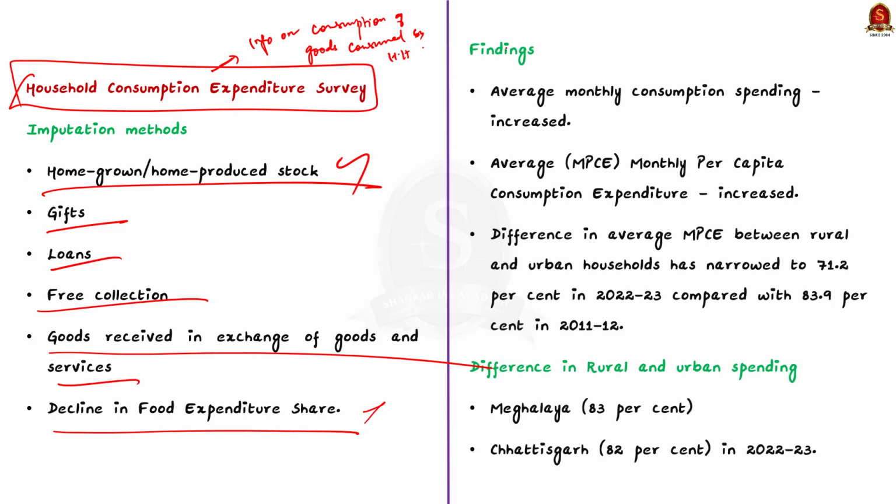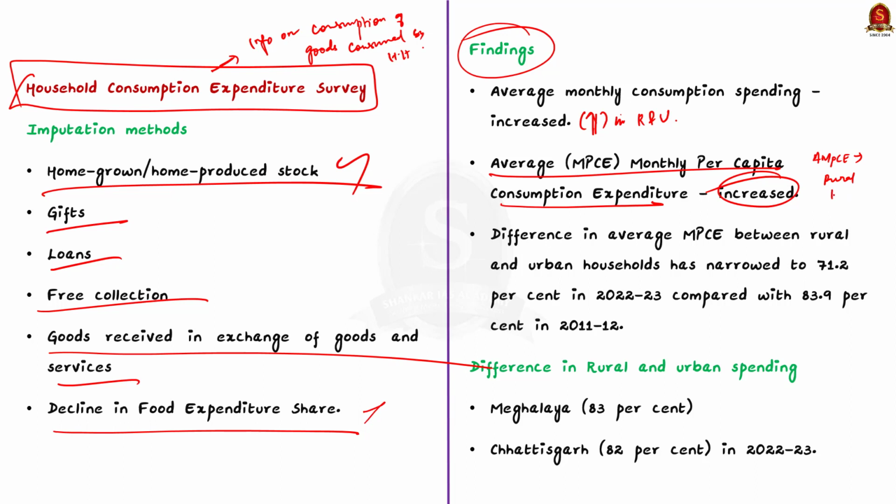Now let us see the findings of the 2022-23 HCES survey report. Firstly, the average monthly consumption spending per person in both rural and urban India has increased. Secondly, the average monthly per capita consumption expenditure in Indian households has also increased. Look at this data. The average MPCE, or monthly per capita consumption expenditure, in rural India has increased by 40.42%. Moreover, the difference in the average MPCE between rural and urban households has narrowed to 71.2% in 2022-23 compared to 83.9% in 2011-12.